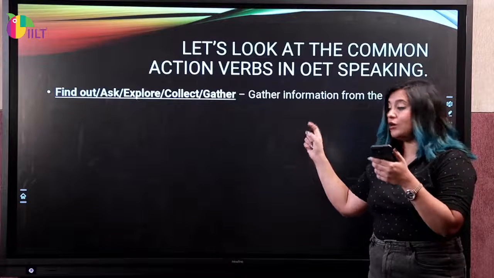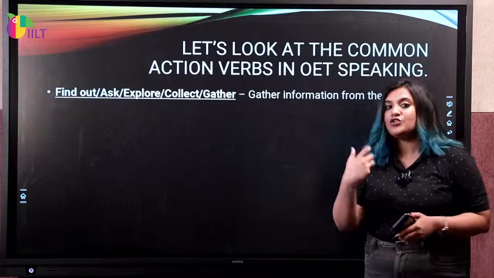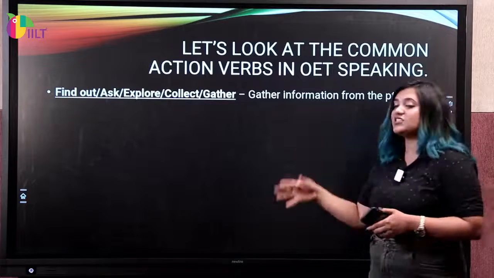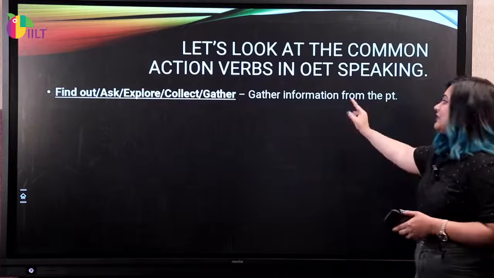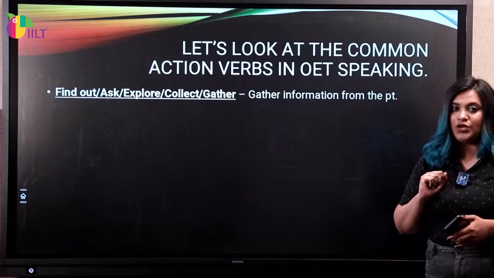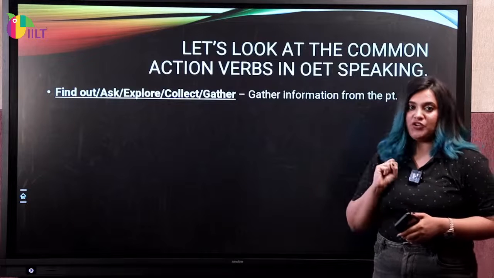Okay, all of these things have the same meaning. So if you see "find out" on your cue card, or if you see collect or explore or ask or gather, this is the meaning. You have to gather information from the patient. You're going to find out some information from the patient.